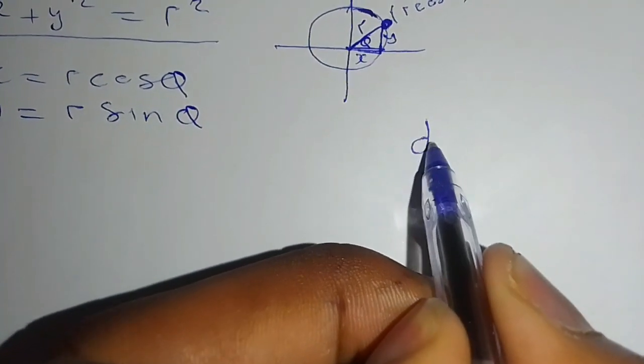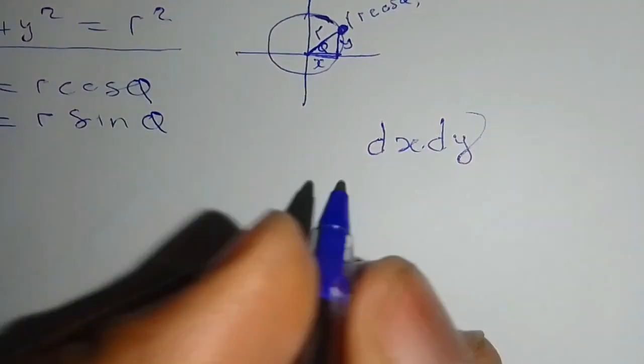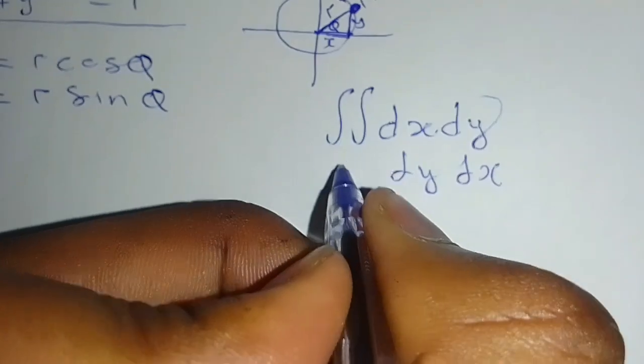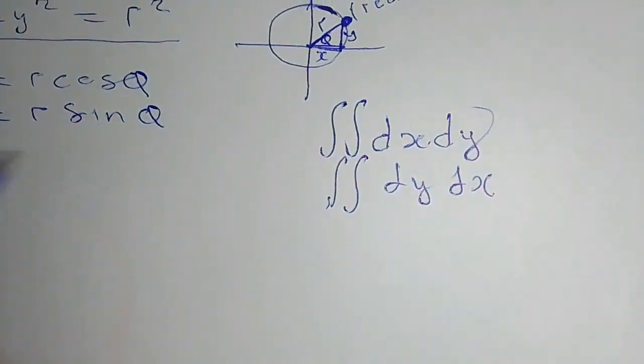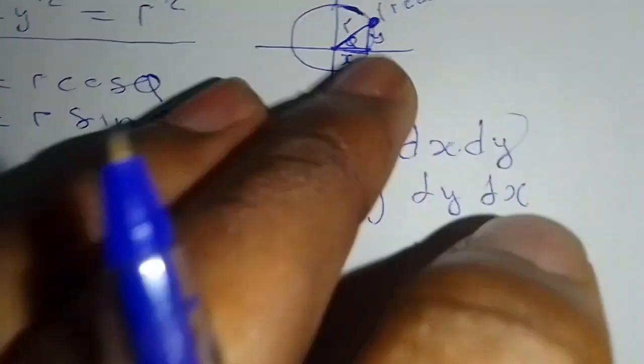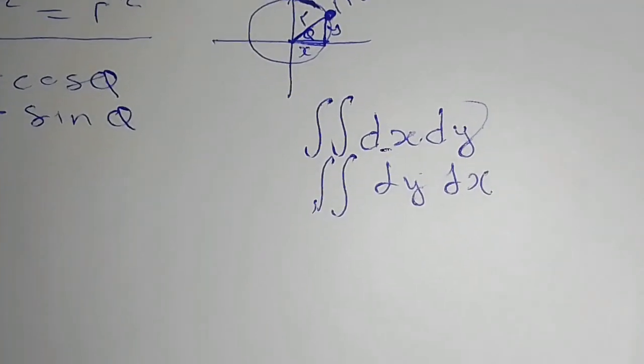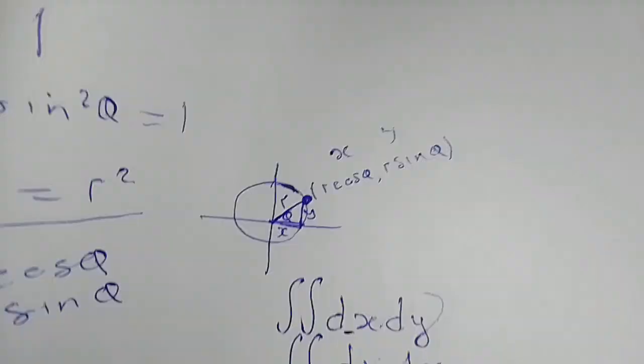So remember, most of our double integrals are dx dy, right? Or dy dx, it doesn't really matter, the order doesn't matter. So we have our double integrals in that form. Since now we are transforming to polar coordinates, let me first take you through substitution.